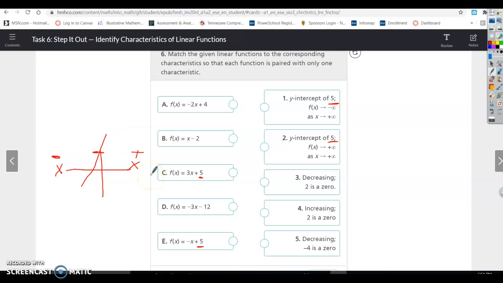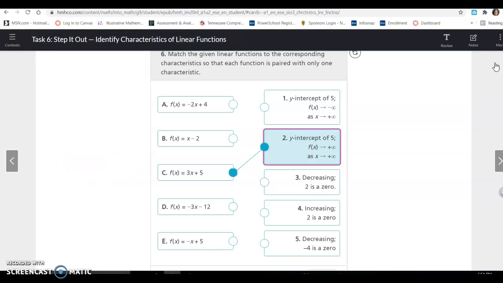So that means C has to be paired with this one, which means this one has to go with that one. But we also can look at the slope, and we can say that this one has a negative slope. It goes down, so that means as x goes to the right, y goes down. So that makes sense. All right, now let's look at these next two.